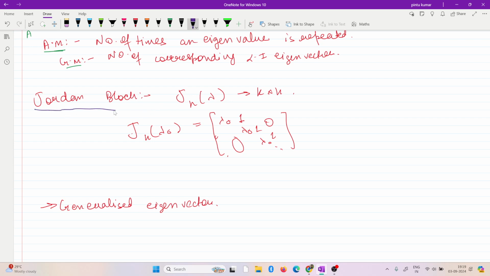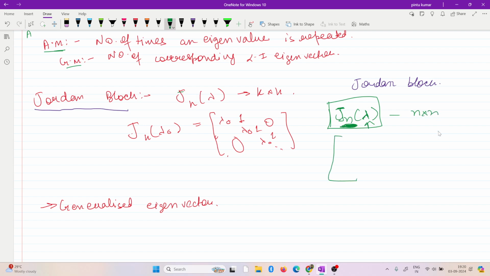The first important thing in finding the Jordan canonical form is the Jordan block. If what a Jordan block is is not clear to you, I request you to please stop me and interrupt me there. So this J n lambda means a Jordan block of size n for eigenvalue lambda. This is what this notation means. This is an n cross n matrix, right?